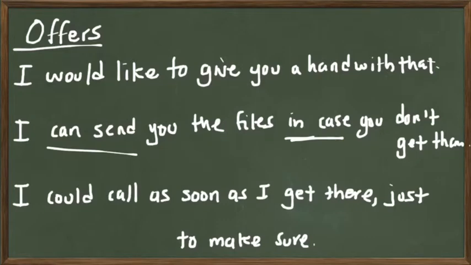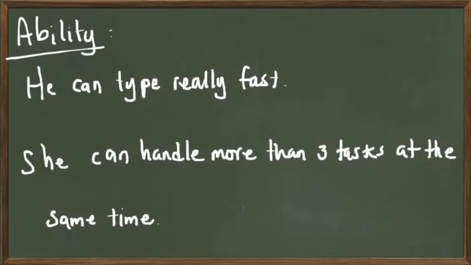Another, I could call as soon as I get there, just to make sure. Just to make sure is giving context to the sentence, indicating that in case something else happens, I will give you a call. I'm going to call you so that you are happy, or okay, or confident, or calmed, making sure that no problem will occur.